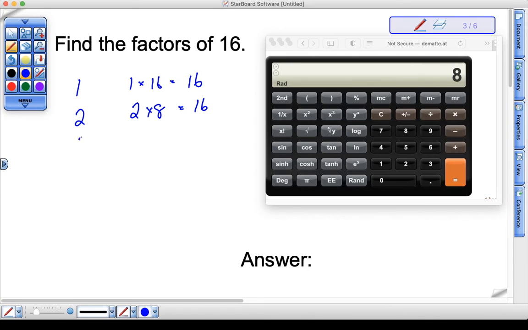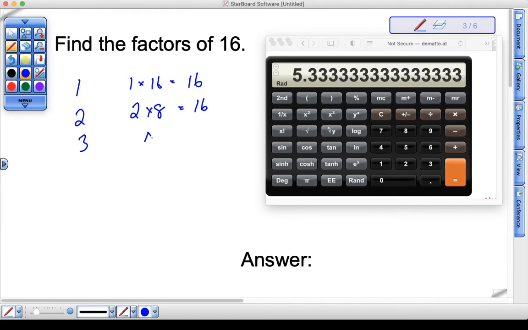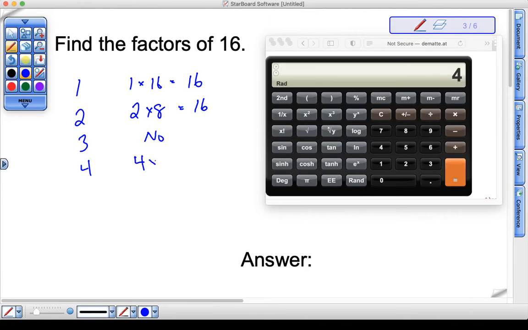So let's put in a 3. That's going to be next. I want to see if 3 goes into 16. So I'll start with 16, divide that by 3, and again, the answer is a decimal, so that is definitely going to be a no. That is not a factor. Next number on my list is a 4. Let's try that out. So I'm going to start off with my 16. I'm going to divide that by 4, and I get an answer of 4, because 4 times 4 is 16.